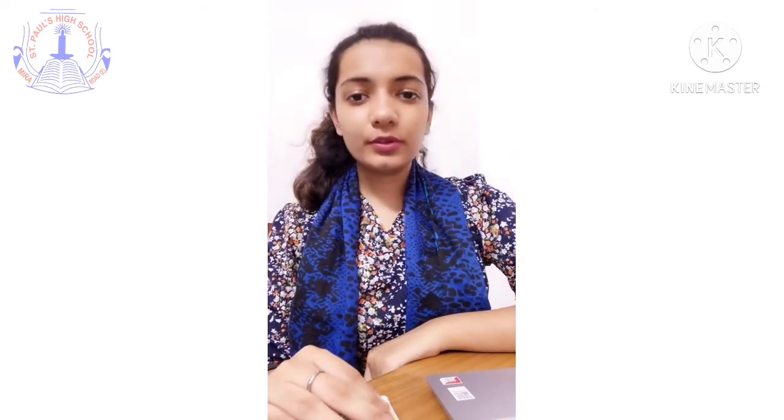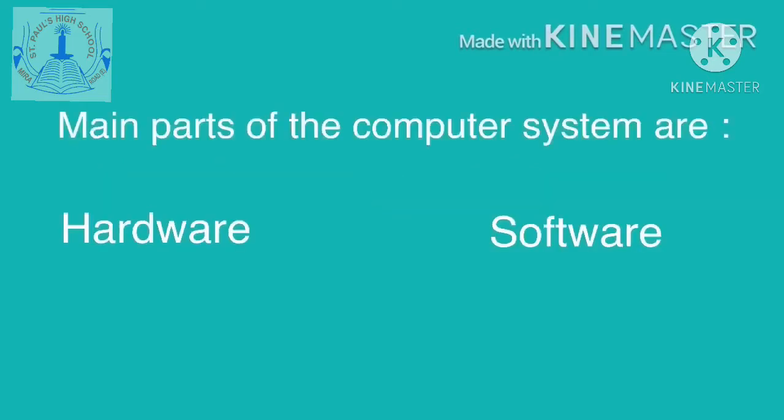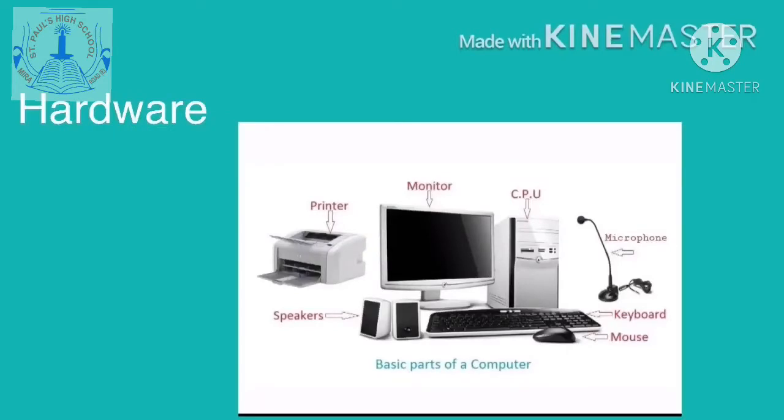So today we are going to start with our second chapter, hardware and software. Students, there are two main parts of a computer. First one is the hardware, second one is the software. Now let's learn about hardware. The physical parts of the computer are called hardware. The hardware is any part of that computer you can see or touch.